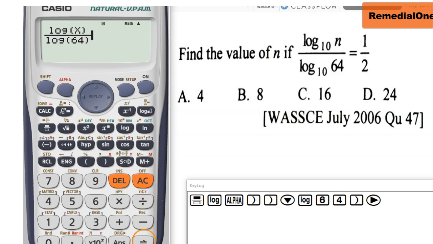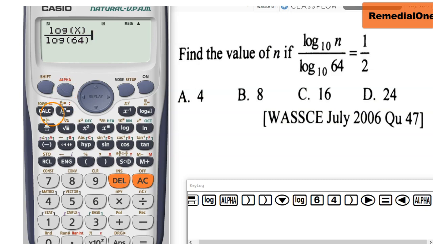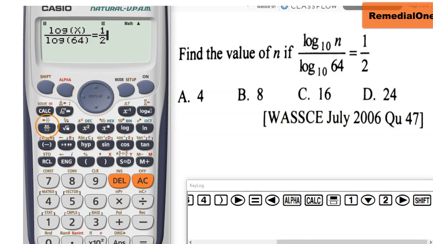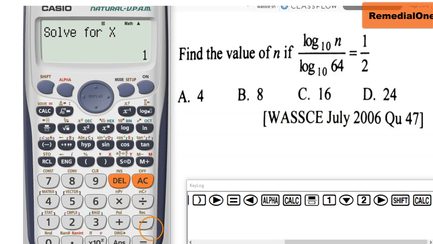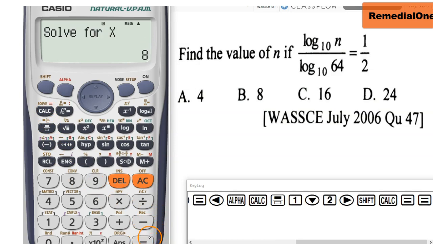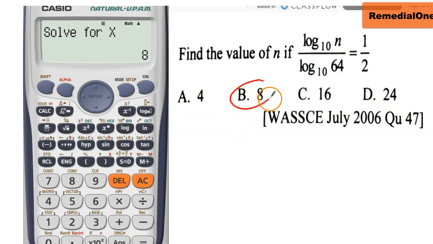We make a space. The equal, don't use this equal. If you use this equal, look at what is happening. You're going to get it wrong. So you have to use this half equal over here, and it's half, so fraction 1/2, push it aside, and now we are about to solve it. So we go to shift, calculate, and that gives us the answer. We push it again, and we get 8. So the answer is B.